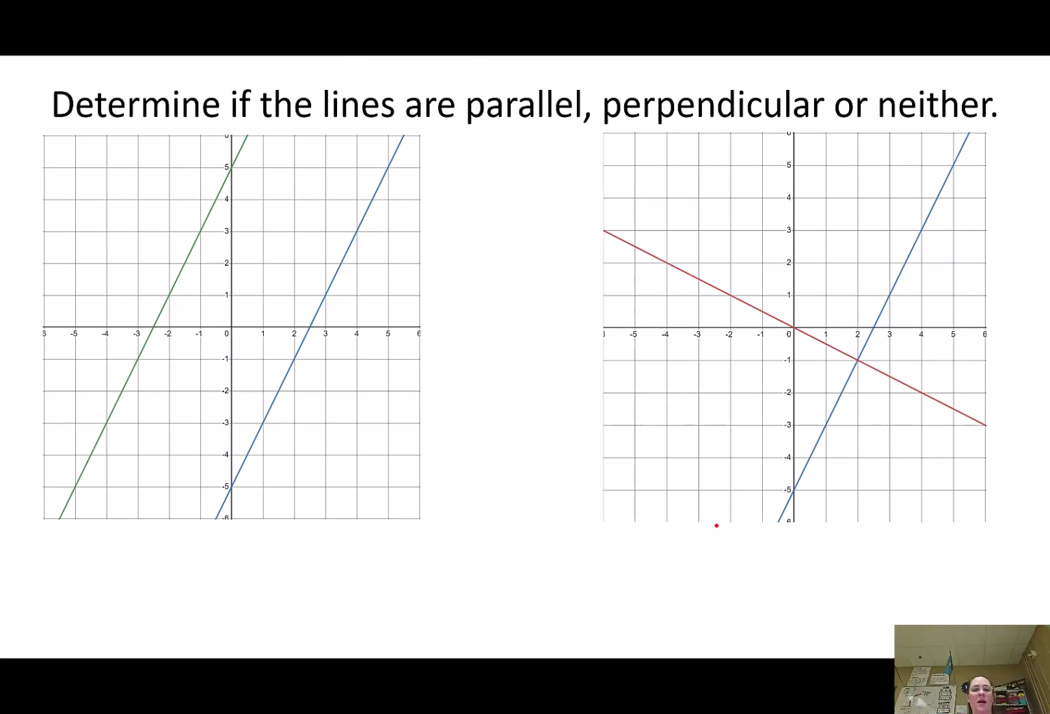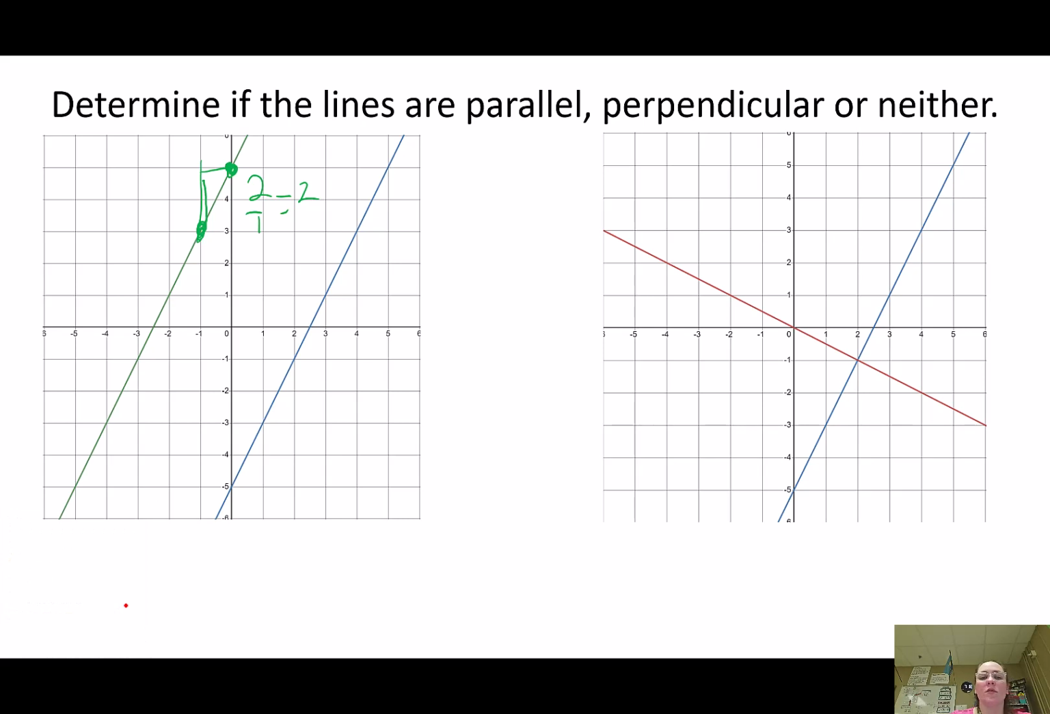So let's just look at some graphs and we're going to determine that. Later on we'll look at equations and how to tell just by looking at their slopes. All right, so I'm going to look at the green line first here, picking out my 2 points. Got 2 nice ones there. So the rise is 2 and the run is 1. So I've got 2/1 or just 2 there.